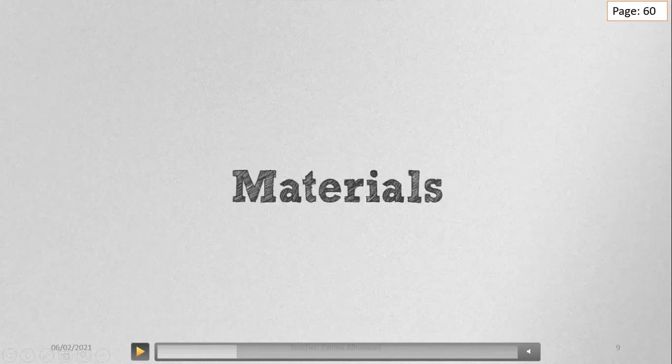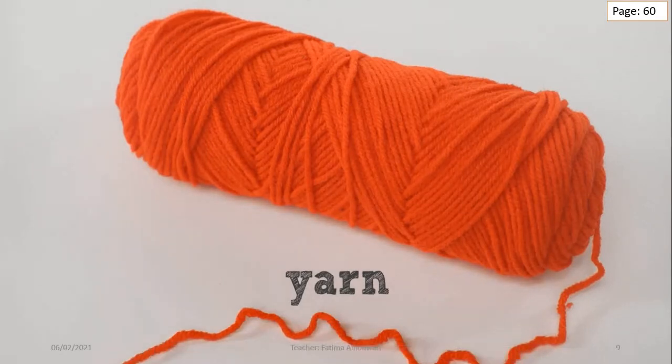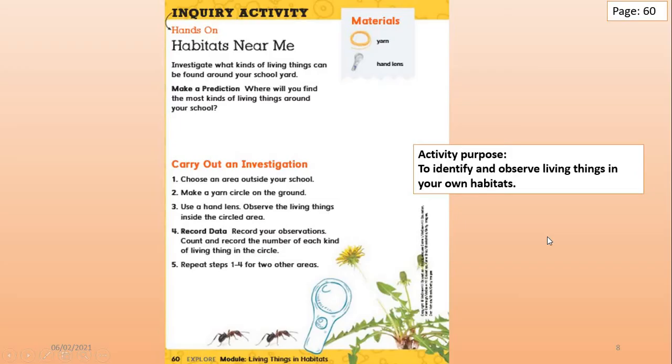The needed materials for this activity are a piece of yarn and a hand lens. To do this activity, choose an area outside your school. Make a yarn circle on the ground. Use a hand lens. Observe the living things inside the circled area, and then record your observations. Repeat steps 1 to 4 for 2 other areas.